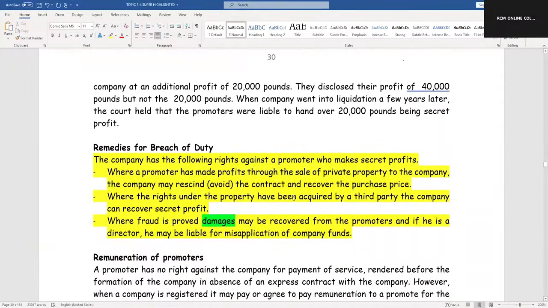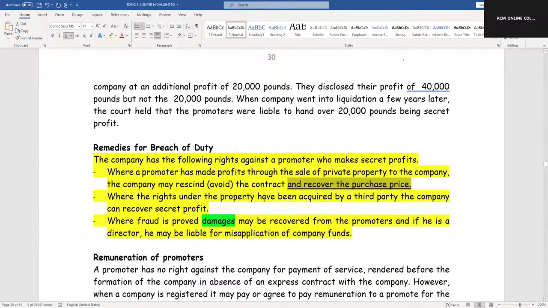So they can give the asset back to the promoter and tell him, bring the 140,000 pounds. Or if the asset has already been sold to a third party, they can recover those secret profits. Or alternatively, they can recover any damages or loss suffered by the company during that contract where the promoter sold the asset to the company. So there are three remedies. Where the promoter has made a profit through the sale of a private property to the company, the company may rescind or avoid the contract and recover the purchase price. Majorly this applies if the asset is still in existence within the company, but maybe this asset has already been sold to a third party.